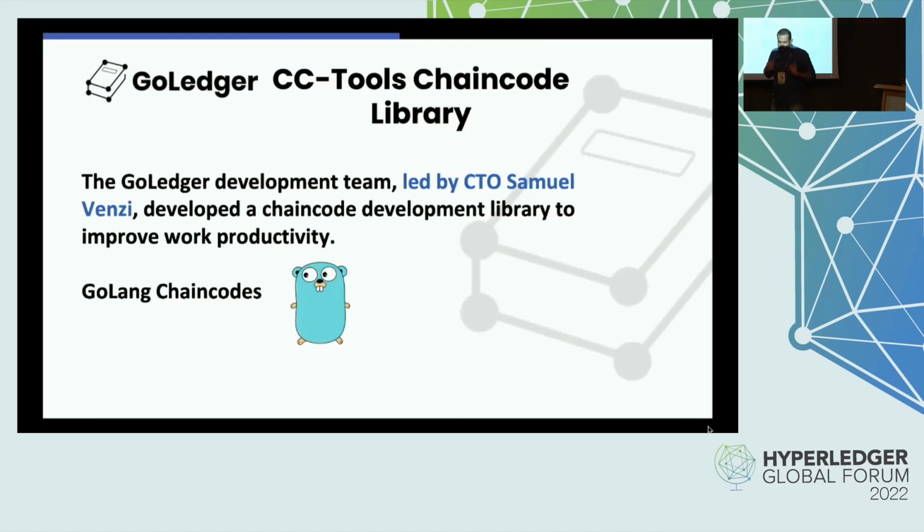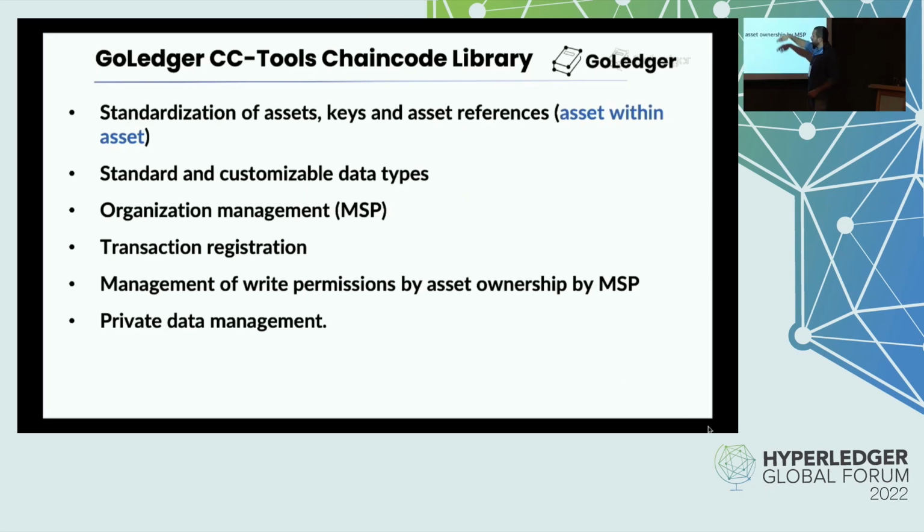So at GoLedger, we started to develop a library that would make everything easier for developers. Led by Samuel Venzi, we built a library with GoLang, so we can work with issues like standardization of asset keys and asset references. For example, if I have an asset inside an asset, how can I work with that? And also to customize data types or properties inside the assets. I want this property to be only an integer, or only a string, or only a date, and nothing other than this.